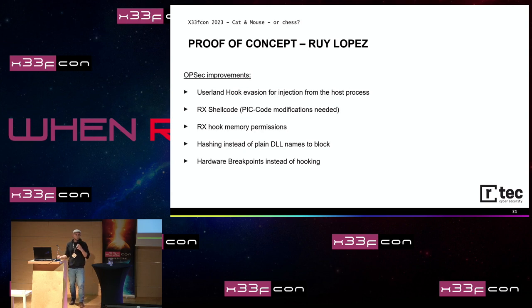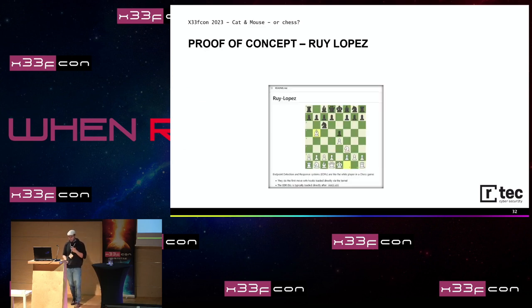Or you could, for example, use hardware breakpoints instead of hooking for the newly created process. Then you would not have any IOCs for the userland hook. You would still have the injection IOC, but you would not have the userland hook IOC. So you would get rid of the userland hook IOC by using hardware breakpoints instead.